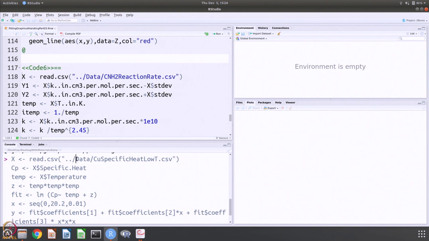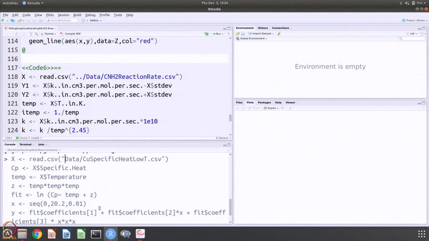We read the data, which is the copper specific heat at low temperatures data. It is in a CSV format. So I am going to store the specific heat in the variable Cp and temperature in the variable temp. And because we know that the data fits to At plus Bt cube, I am going to transform T cube into another variable Z. So in terms of Z, this becomes linear. So we are going to fit a linear model for Cp. It depends on temperature and temperature cube, but that we have turned into a linear variable now. So in terms of Z it is linear, but in terms of temperature it is actually cube.